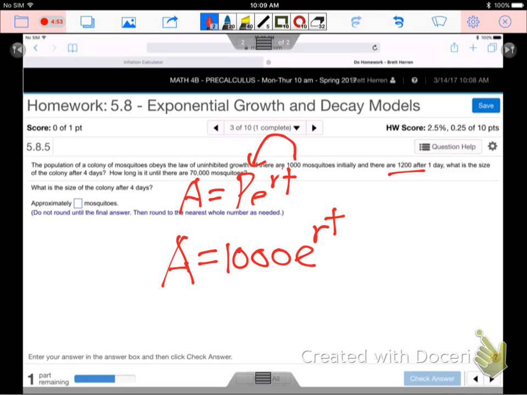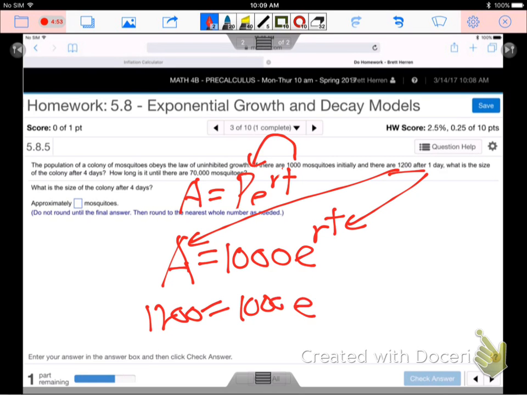So what are we going to do about that? T is 1, right? We're going to put in T is 1 day and amount is 1,200. In other words, there's 1,200 after 1 day. We can use that to find R, and then we're going to restart and use the PERT formula a second time to finish the question. Did you catch that? That's the way all these are going to work from now on. They're going to be in 2 phases.